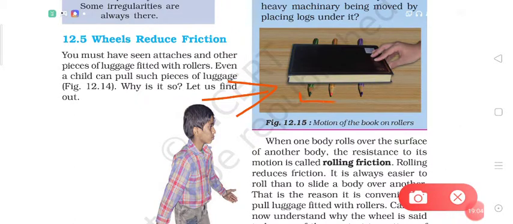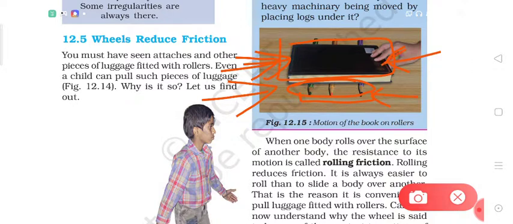First of all, you will take a few pencils like this which have cylindrical shapes, right? So the pencils should be cylindrical. Now you have to put a heavy book over them. Try to push the book, and after that remove the pencils and again try to push the book on the table. You will feel that when the pencils have been put, it is very easy to move the book, but to slide the book it is very hard.